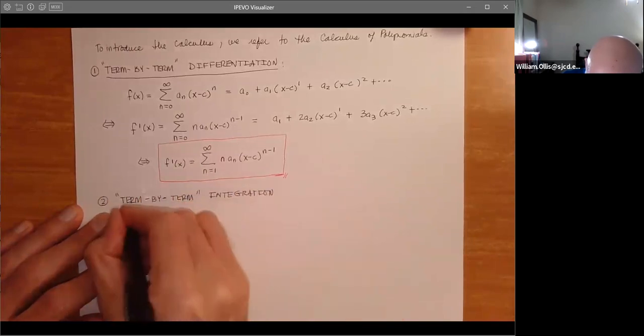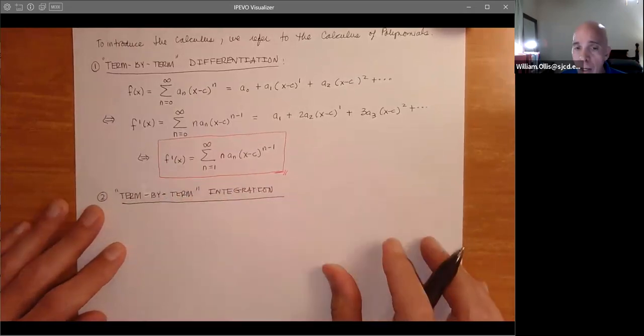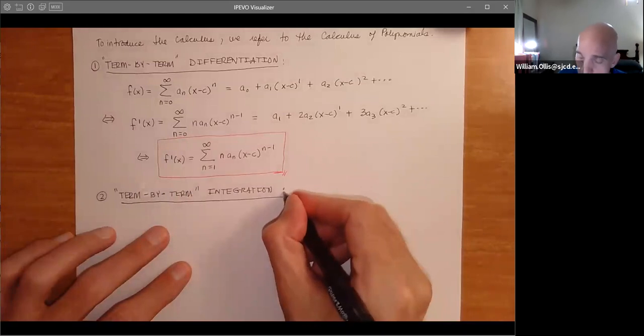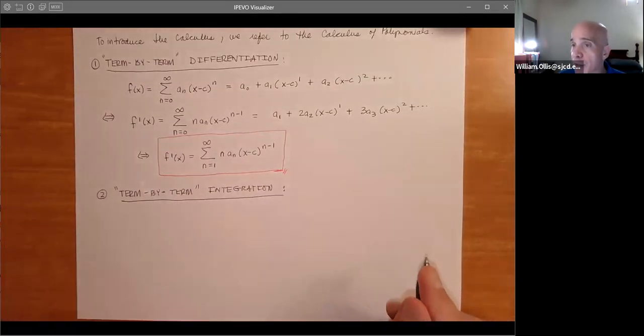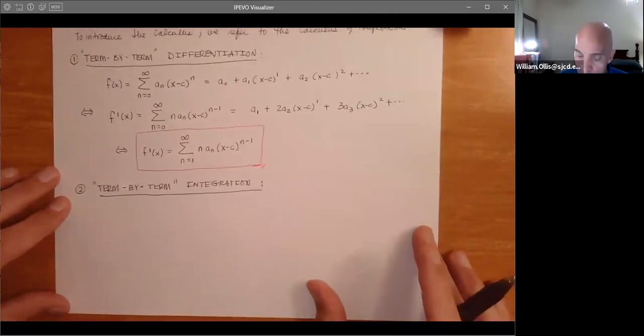Because if we fix an n, what do we have? We've got a polynomial. And what do we do? We add 1, divide by the new power. Okay, so we don't have to invent any new calculus to do this.